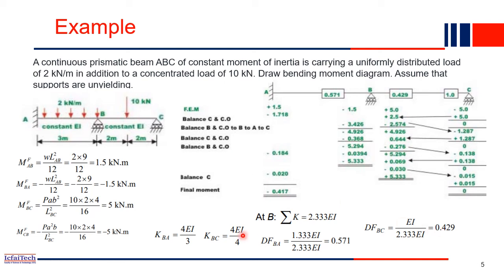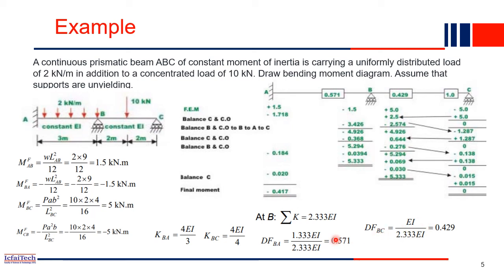Whereas the distribution factor for BC, this side, will be KBC by the total K. KBC is EI, divided by the total 2.33 EI. So this is 0.429. So the left side distribution factor is 0.571, whereas the right side distribution factor is 0.429. So if you add the two, you should get 1.